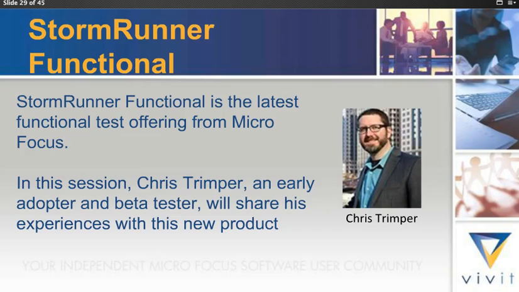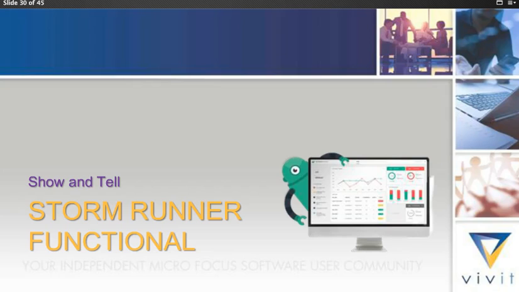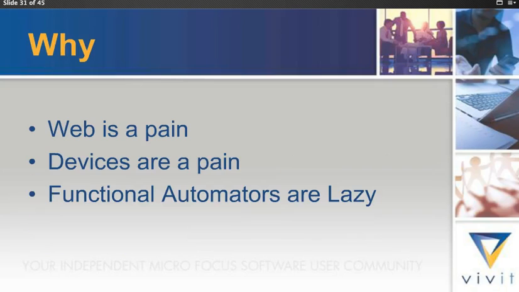Thank you very much. Thank you, Richard. Thanks, guys, for having me here today. As Richard pointed out, I was an early adopter of StormRunner Functional through beta testing, going through different cycles, checking out new features as they come, waiting patiently for new features to try out. I want to give everyone in the community a chance to check that out. So we're going to start with a couple of quick slides, and then we're going to get into the actual product itself. So why is something like StormRunner Functional enticing to me?